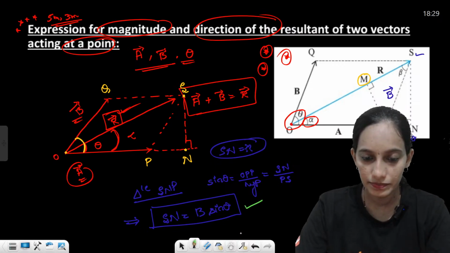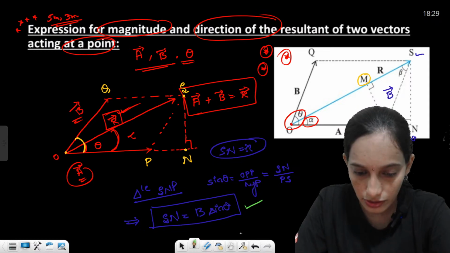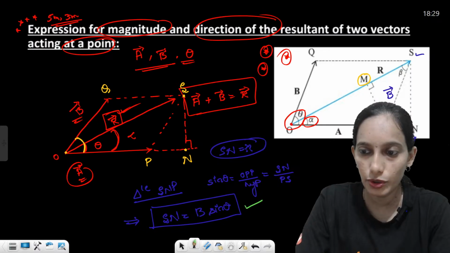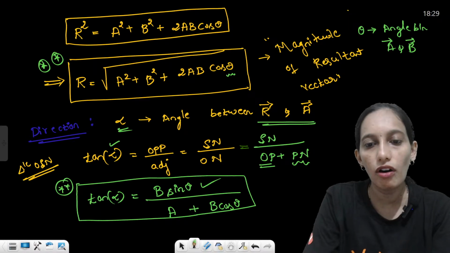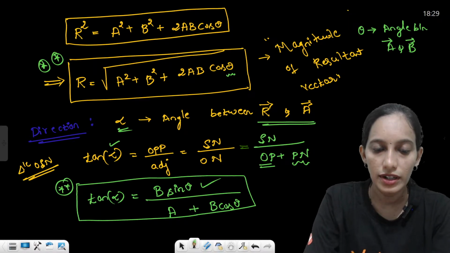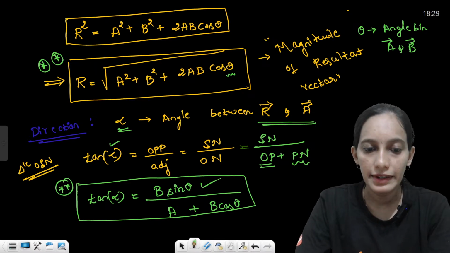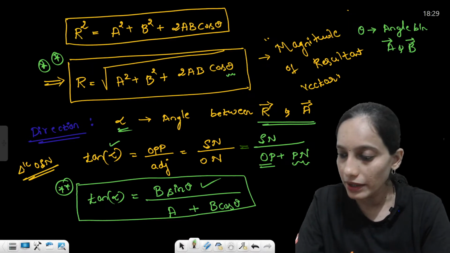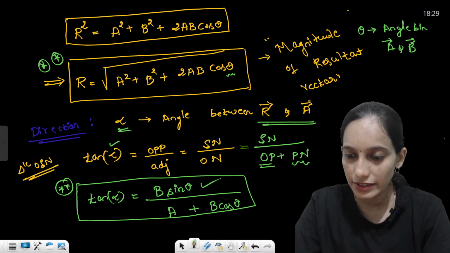Is it clear? Any doubts? I hope it is clear till here to everyone. Please remember these two important formulas which we will be using in all our upcoming classes. It's not just limited to this chapter. So I think we can wind up at this point. If you have any doubts, please ask, or else I'm just going to end the session for today.